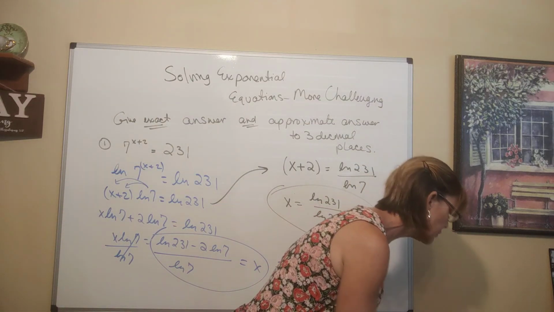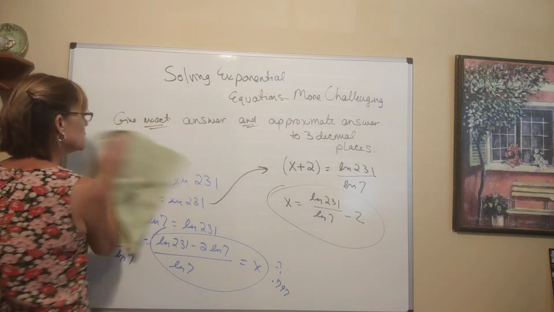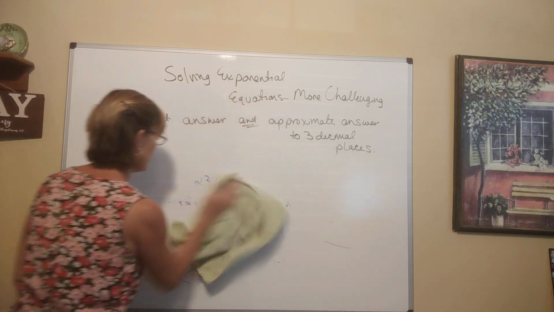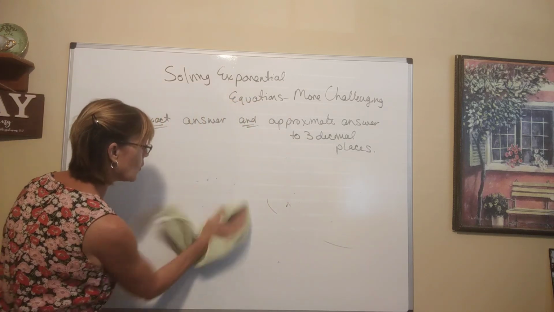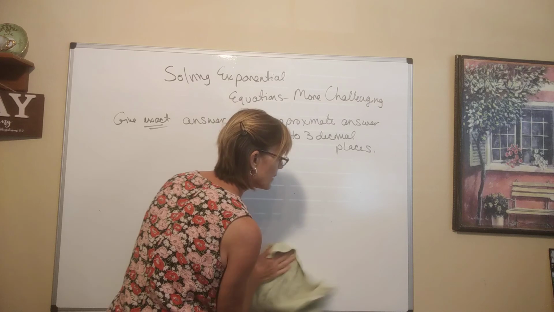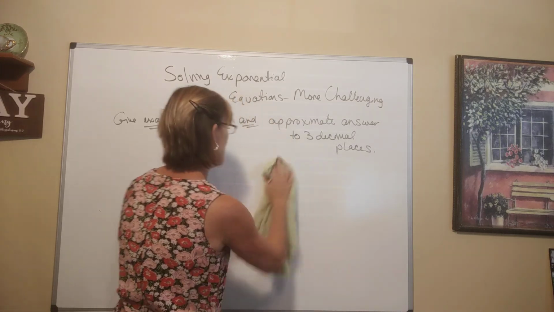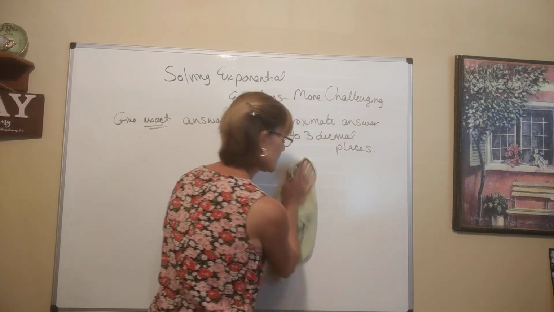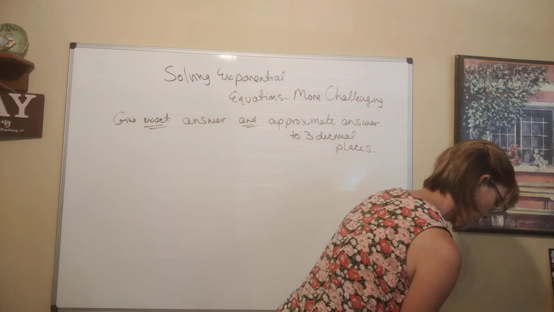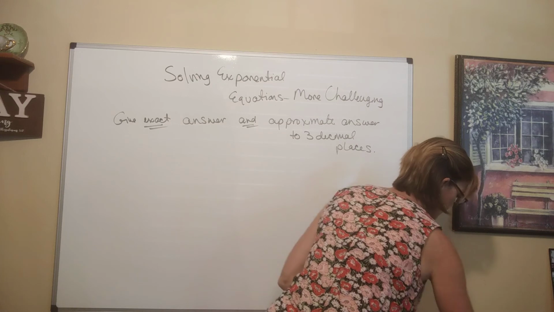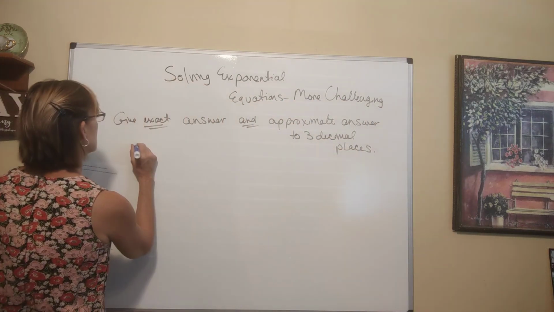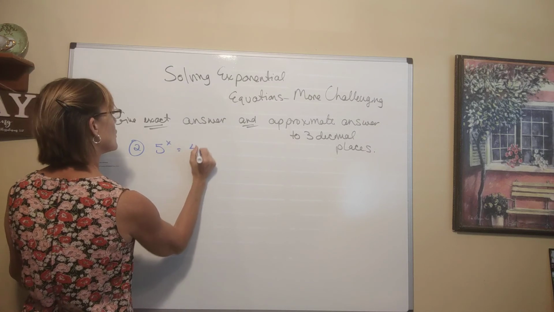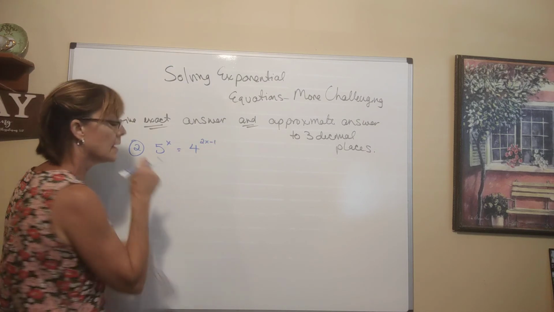Okay, let's do number 2. Number 2 goes like this. I'm only going to be doing it one way from now on to save time on the video, but you can always know that you'll get the same approximate answer if you've done it correctly. Okay, number 2 is 5 raised to the x is equal to 4 raised to the 2x minus 1.